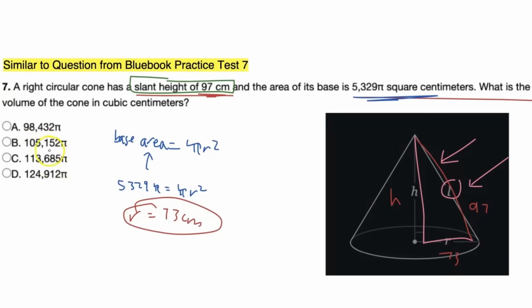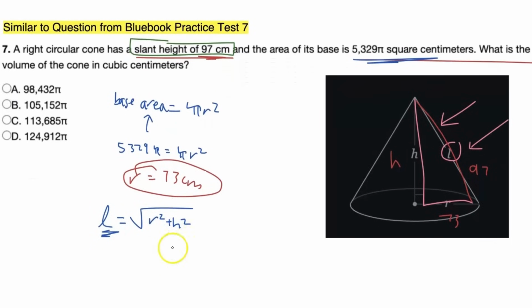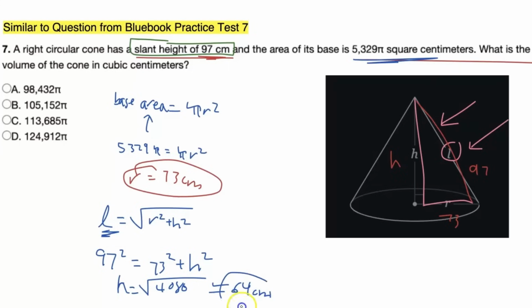So let's set that up. If you want to write this as an expression, it'd be length equals r squared plus h squared. So this is not actually the length, that's the slant height. But we know the slant height, which is 97. So 97 squared equals 73 squared plus height squared. Right, so we subtract 73 squared from both sides, we get the height equals the square root of 4,080, which gives us 64 centimeters as the height.